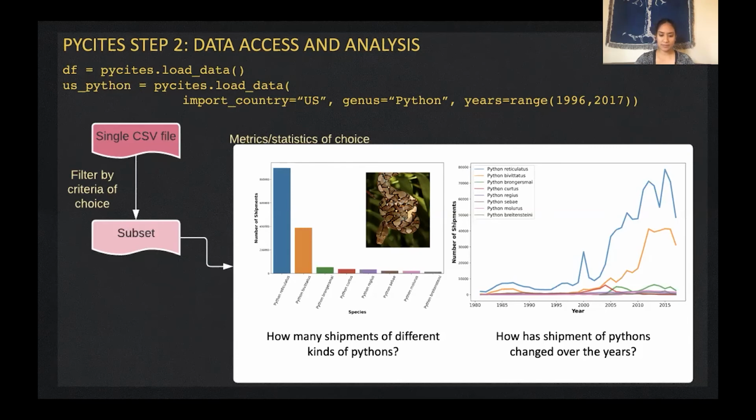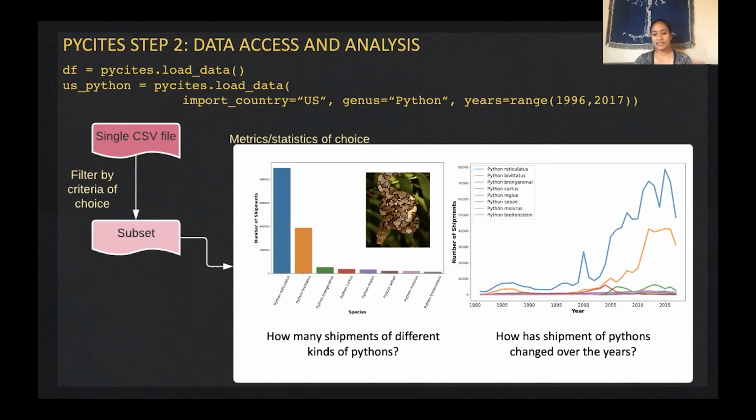Using my new subset of data, I can then go on to ask questions about the data using my metric or statistic of choice. For example, how many shipments are there of different species of pythons? In the first chart, the bar chart, you can see how many shipments of 8 different species of pythons there are in our data set.